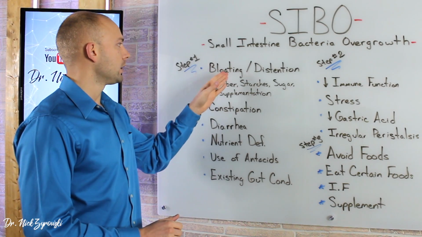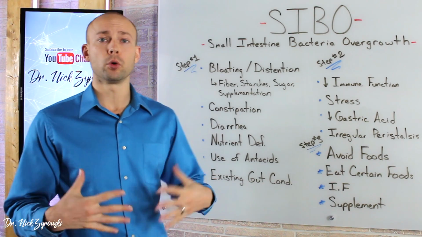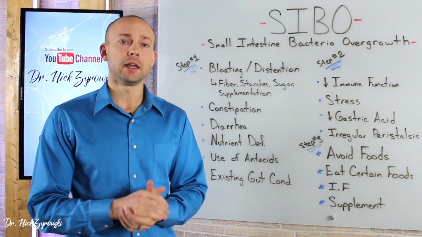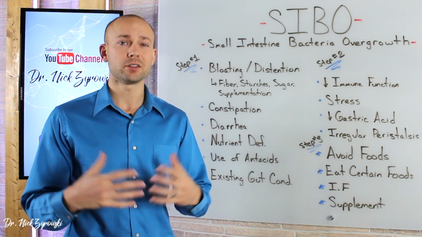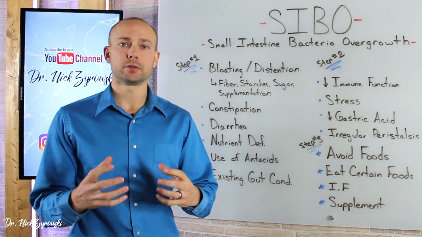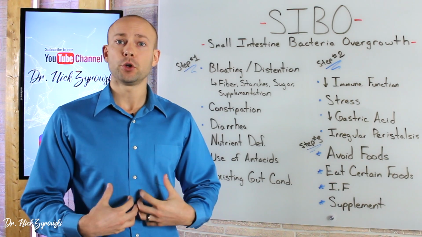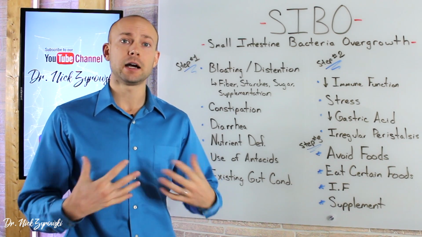Now, the first one here is bloating and distension. This is a very common symptom. People wake up in the morning and their stomach feels huge. They eat a meal and their stomach feels huge, and it causes a lot of discomfort. The reason for this is that these different fibers and starches and sugars are going into the small intestines and they're fermenting and causing a lot of gas.